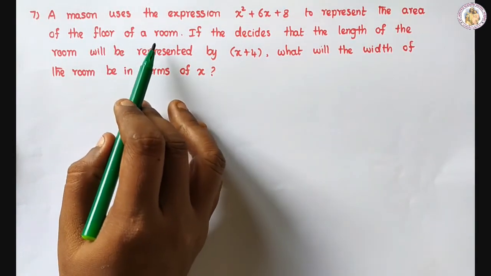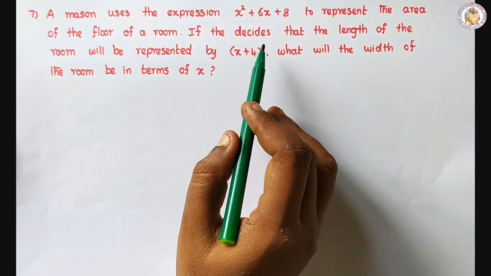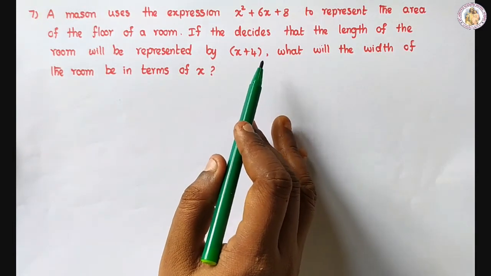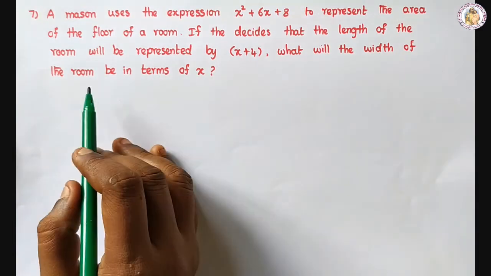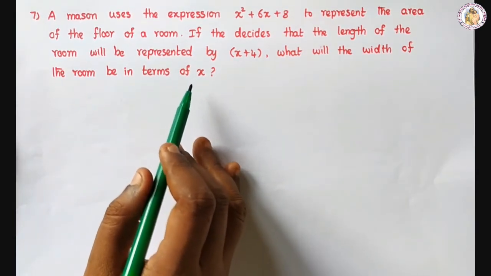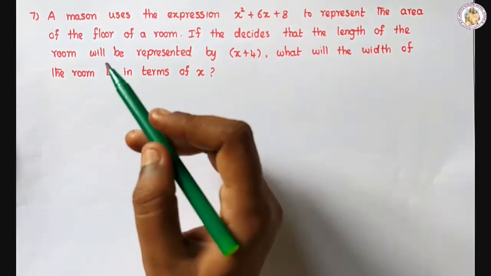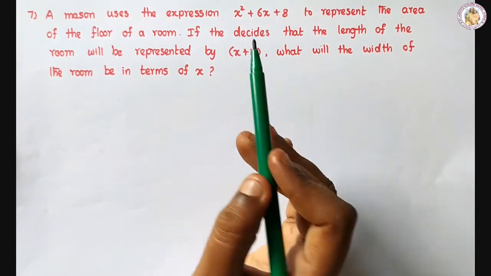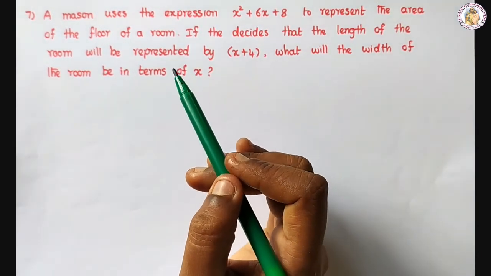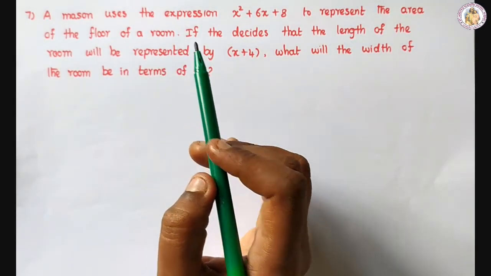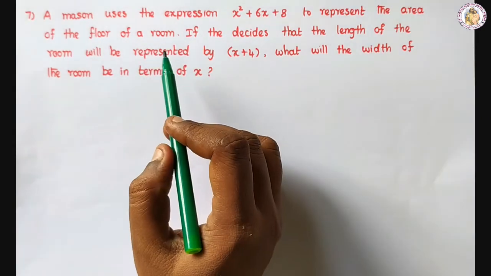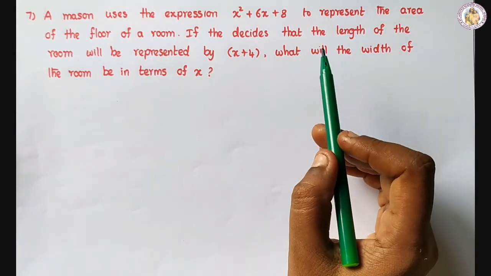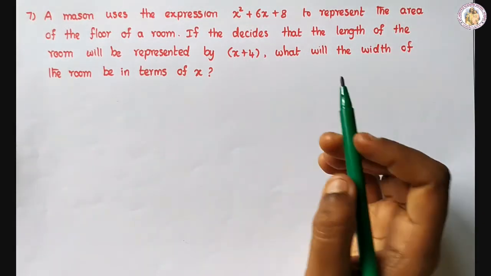Seventh one: a mason uses the expression x squared plus 6x plus 8 to represent the area of the floor of a room. If he decides that the length of the room will be represented by x plus 4, what will the width of the room be in terms of x? Listen. Area of the room means it is in the shape of a rectangle. The length is given, and we want to find the breadth. Width means breadth.